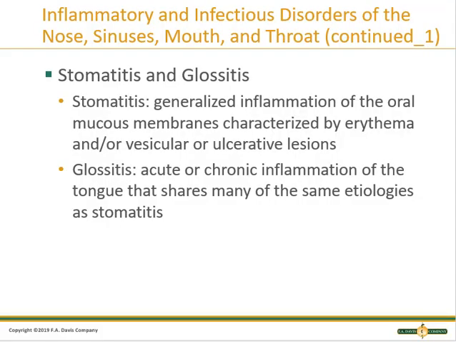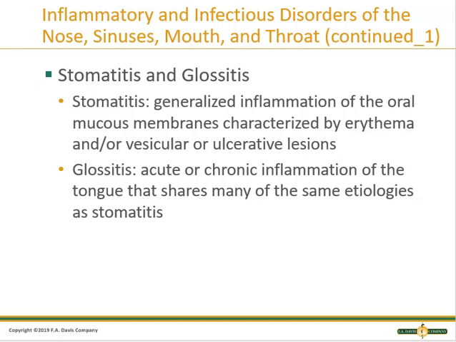Welcome back to part 2 of section 4. We're going to start off with stomatitis. And stomatitis is defined as inflammation of the oral mucosa, characterized by redness and some vesicular or ulcerative lesions.